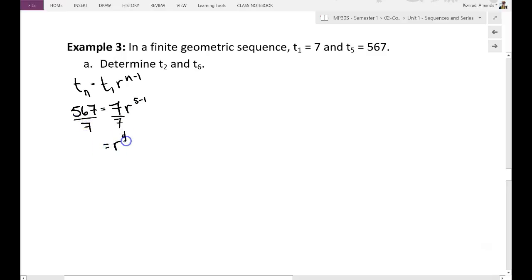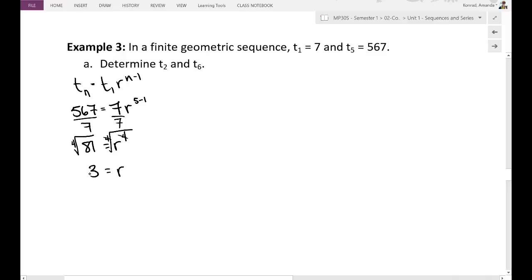So it's R to the power of 4. Again, I'm going to need my calculator. So it's 567 divided by 7, 81. And I'm going to need to take the 4th root of that in order to eliminate my exponent. So the 4th root of 81 is 3, and so R is 3.